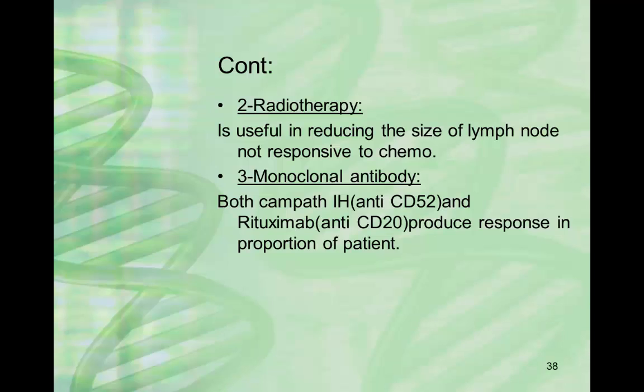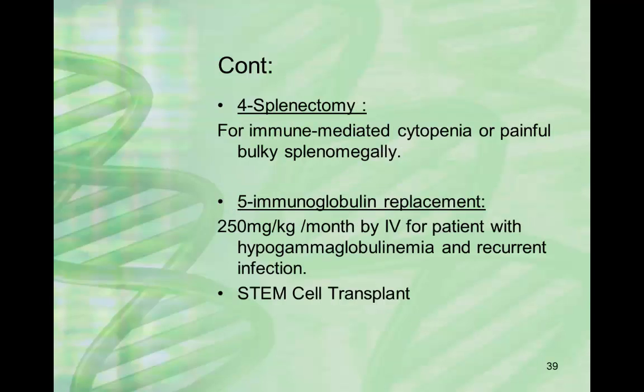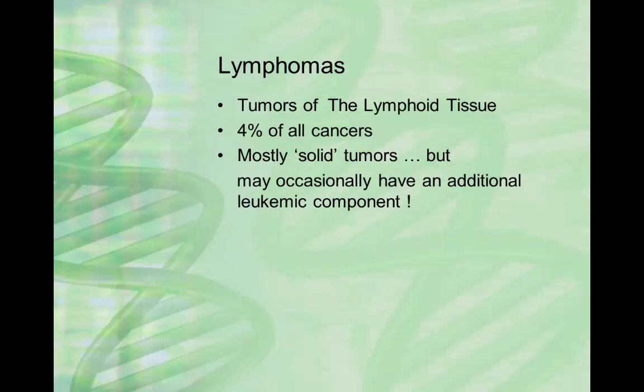You could do radiotherapy. You could do monoclonal antibody therapy with the use, for example, of rituximab. This is the first monoclonal antibody used in the successful treatment of lymphoid cancers. You could also use others such as alemtuzumab and so on. Splenectomy is basically for immune-mediated cytopenia, pain, or sequestration. You could also do immunoglobulin replacement for patients that have hypogammaglobulinemia.